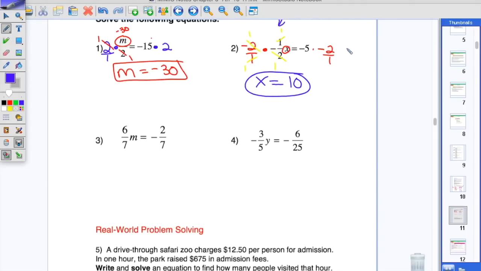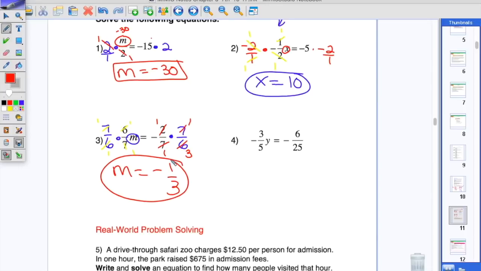Number 3 is 6/7 m is equal to negative 2/7. We have a fraction again. So we need to multiply both sides by the reciprocal of the fraction attached to m, which is 7 over 6. The 6's cancel, the 7's cancel, so we're left with m. On the right-hand side, it's a negative times a positive, which is negative. We can cross-cancel the 7's, and 2 becomes a 1, and the 6 becomes a 3, so we're left with negative 1/3.